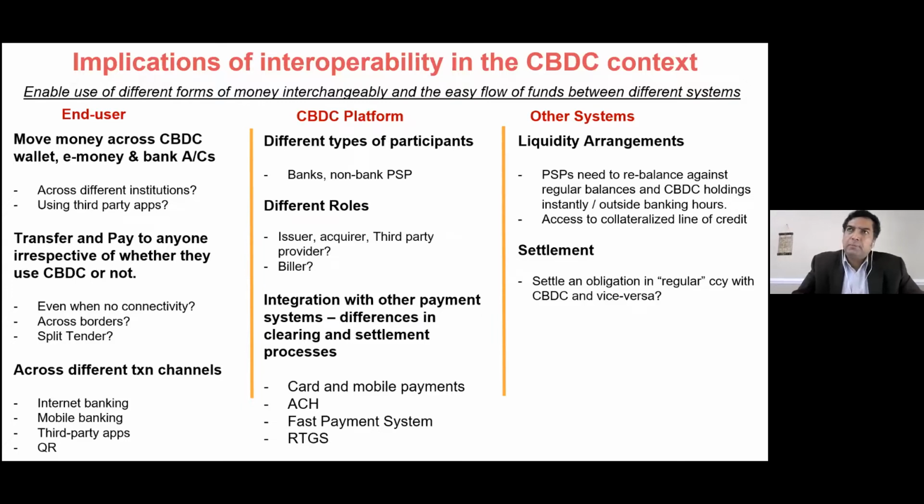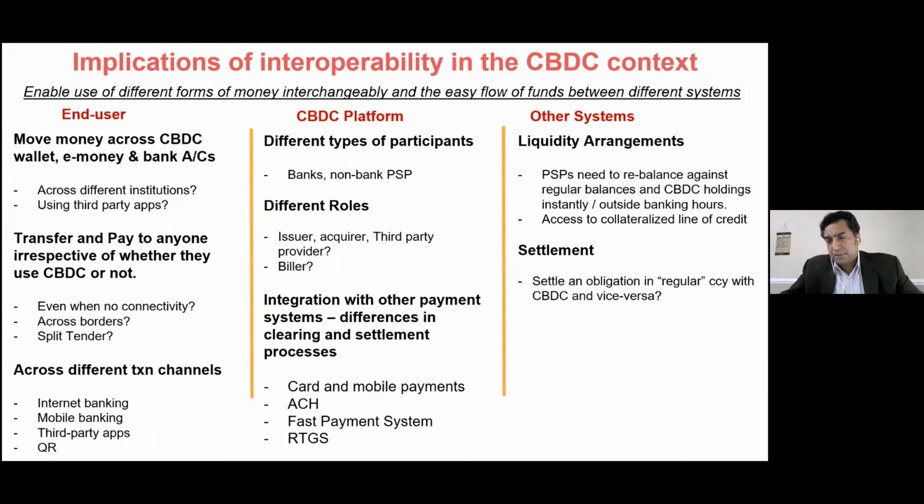Then what if the bank or PSP doesn't have enough liquidity at this point? They might need access to a collateralized line of credit from the RTGS system, or potentially from other payment service providers in the country who might be willing to give some kind of credit to the institution, based on collateral of course, to safeguard against the credit risk. So what are the implications of that in terms of integration of the CBDC platform with that? Then similarly, from a settlement perspective, how do you settle an obligation in regular currency with central bank digital currency, and vice versa?